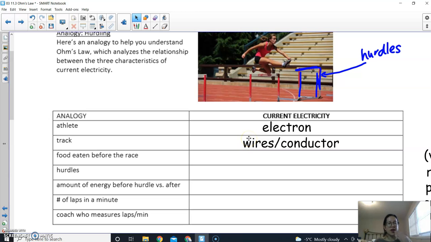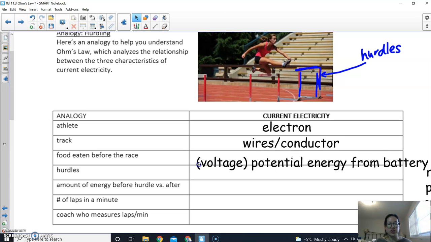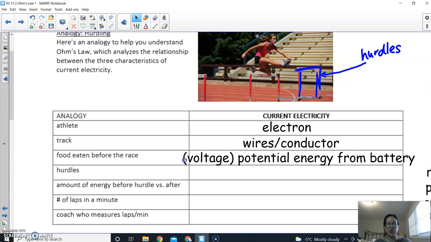And the food that we eat before racing gives us the energy and the push, let's just say, in order to run. So we're converting that energy into potential energy, and that's like voltage, that's energy from the battery.